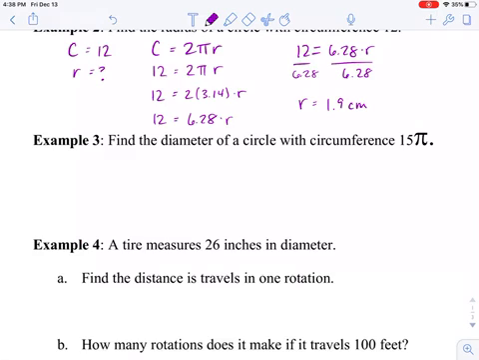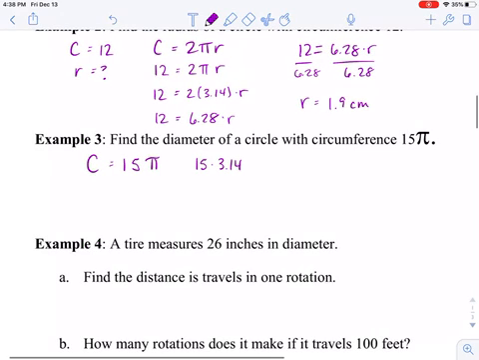Okay, moving right along. Find the diameter of a circle with circumference 15 pi. Okay, let's talk about this circumference of 15 pi. This simply means 15 times pi. It means 15 times 3.14159, blah, blah, blah. A lot of times when we're working with circles, we leave things in terms of pi. In other words, we just write 15 pi instead of changing it to a decimal. And the reason for that is that if you get good at it, it makes things easier.